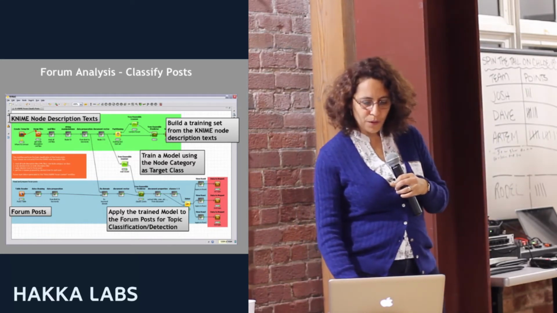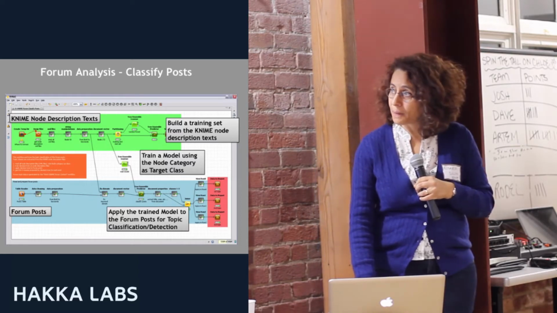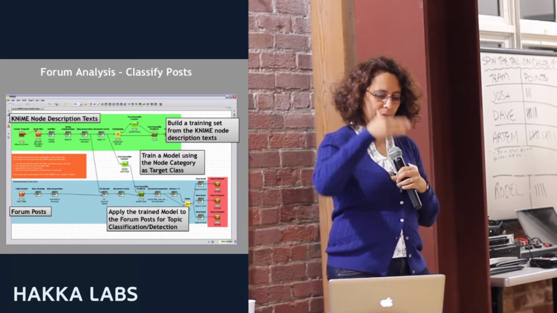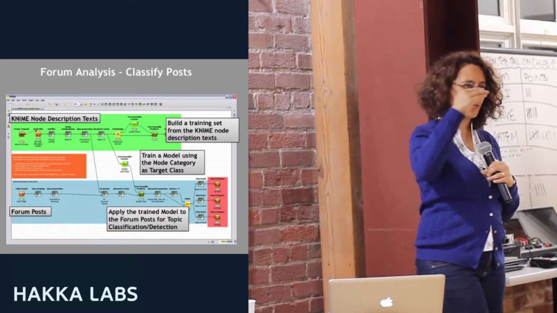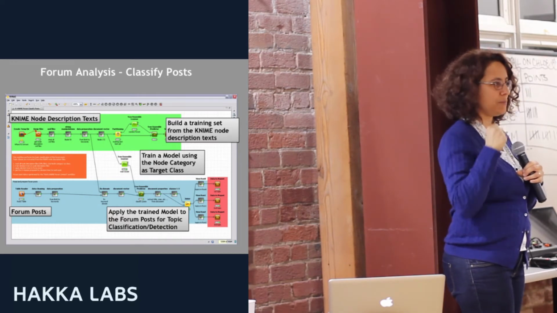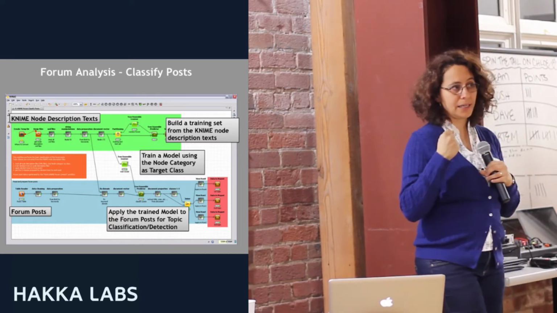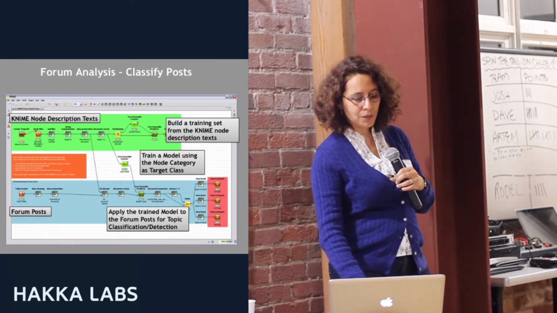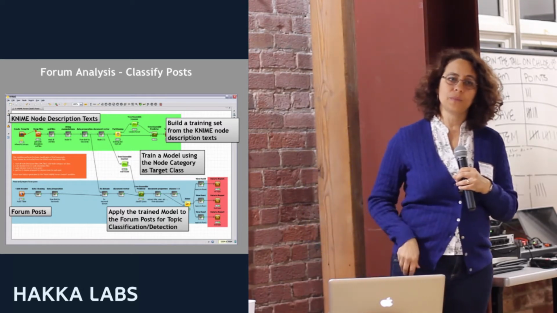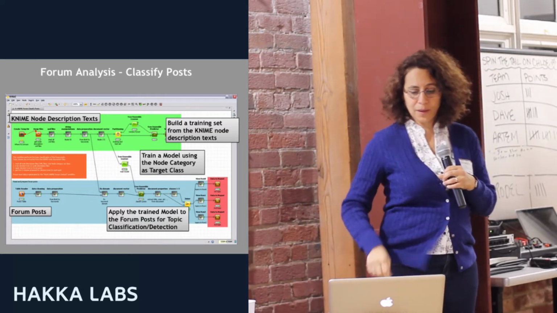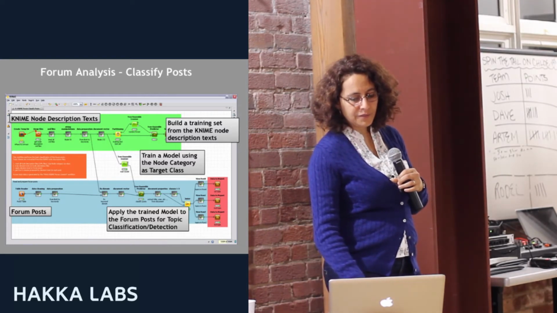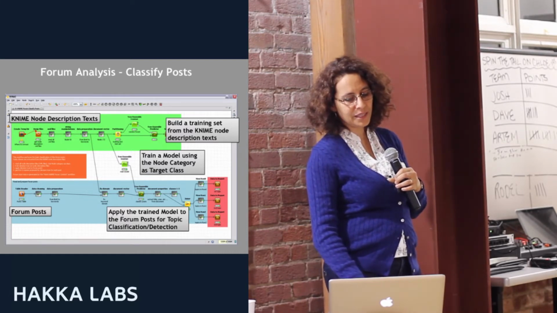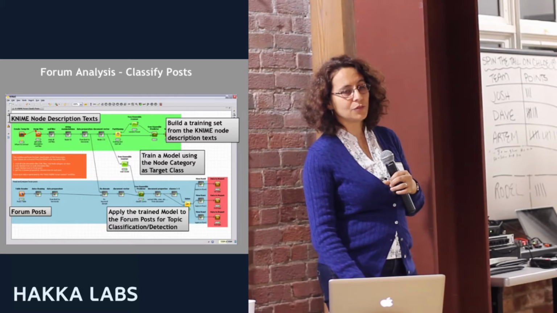Okay, and this is the workflow that I use for the text mining. On the upper part, I get the node description texts from the KNIME description files, and I import them to use them as training set. Here I build my model, and on the bottom part, I import the data from my KNIME forum, okay? So here I have the data that I extracted from the KNIME description files, and here I have the text that I extracted from the KNIME forum.